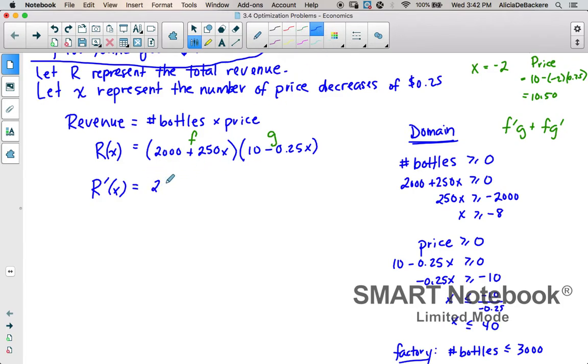Taking the derivative of the first bracket, I get 250 times the second, and then plus, leave the first bracket alone, times the derivative of the second. All right, so now that I have my derivative, I want to set it equal to 0 so I can find those horizontal tangents or the local maximum and minimums. So I'm going to expand this all out and try to refactor it because there's no common factor here.